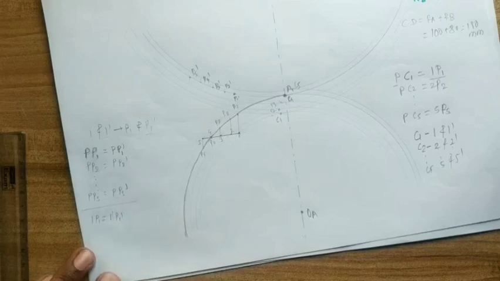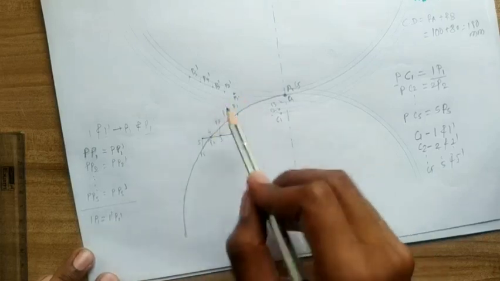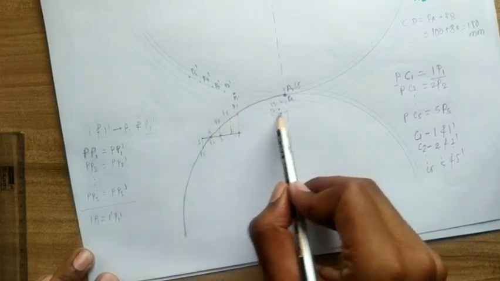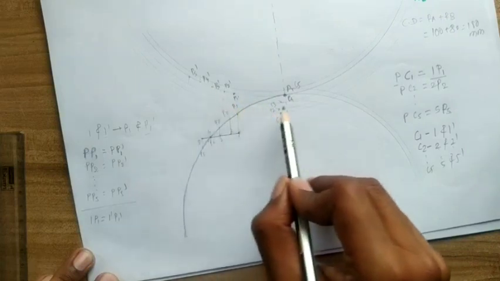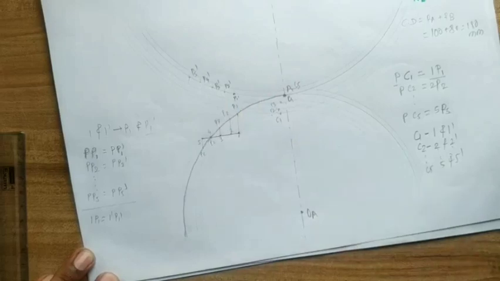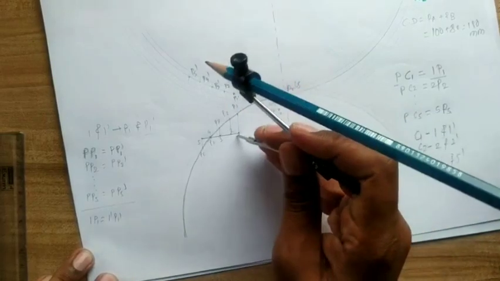But the question is, where will 1 dash be? And now it is known to you: 1 dash must be on the locus of C1, 2 dash must be on the locus of C2, 3 dash must be on the locus of C3. So what I use now is 1 P1 as the distance.